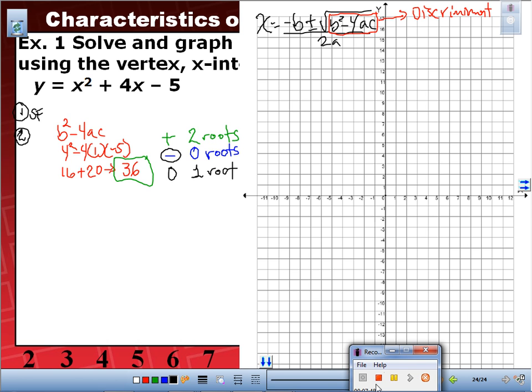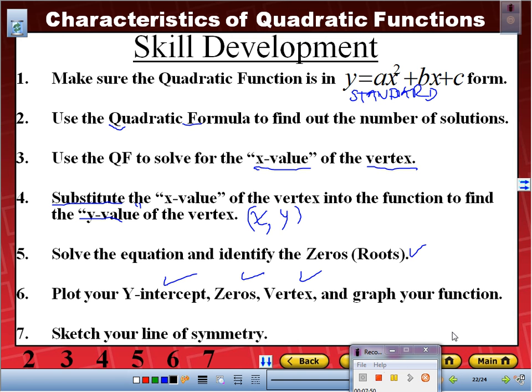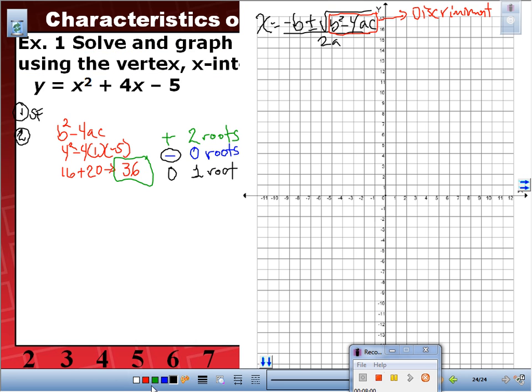On step 3, they tell us to use the quadratic formula to solve for the x value of the vertex. However, we're only going to use part of the quadratic formula again. So check this out. I call this the California part of the quadratic formula. Does everybody see the California? Okay. So I'm only going to use this part of the quadratic formula to find my x value. So step 3, I'm going to use x equals minus b over 2a.